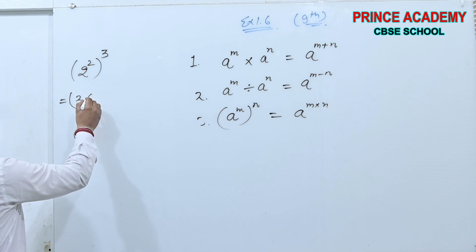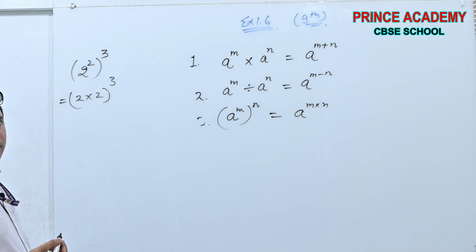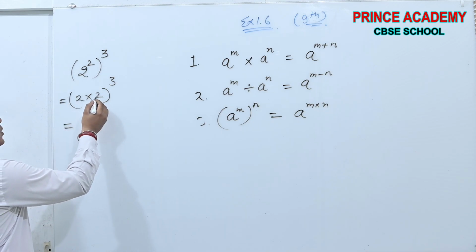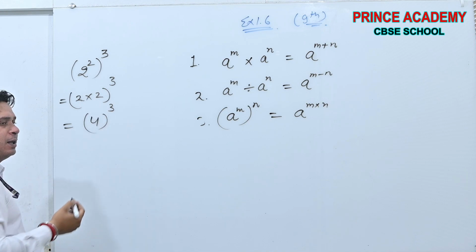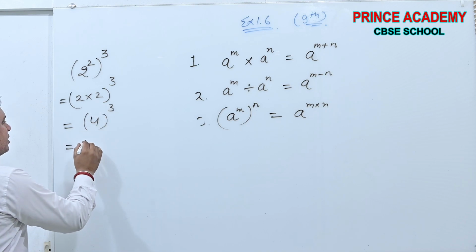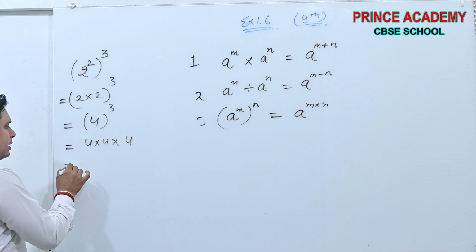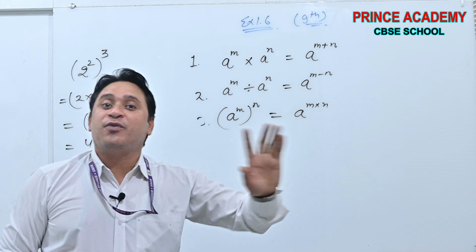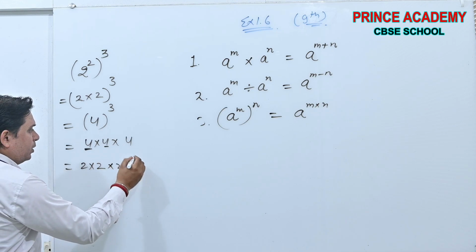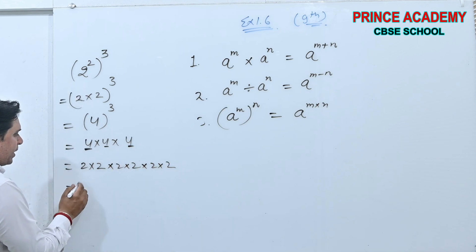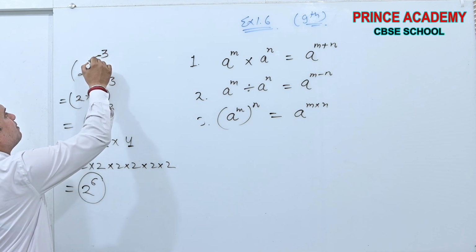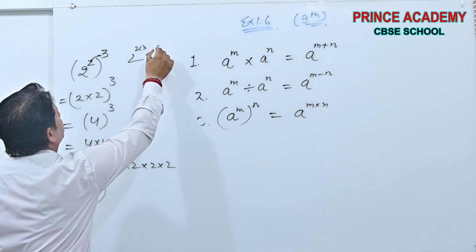What is this? 2 into 2, raised to power 3. Yes or no? And 2 into 2 is 4, whole power 3. Yes or no? And 4 raised to power 3 means 4, 4, 4. Yes or no? And one 4 is equal to 2 into 2. This is 2 into 2 and this is 2 into 2. What does it mean? 1, 2, 3, 4, 5, 6. 2 raised to power 6. What does it mean? These are multiplied. 2 into 3, that is 2 raised to power 6.